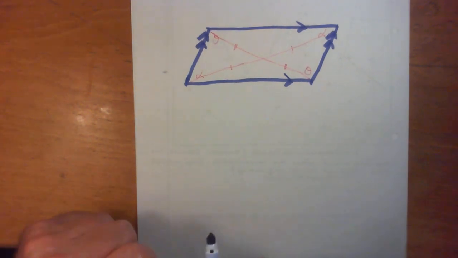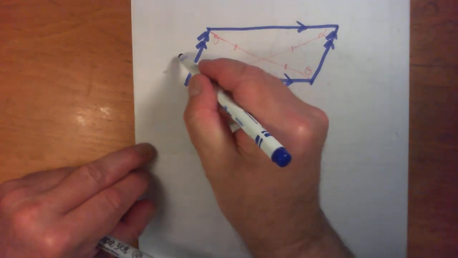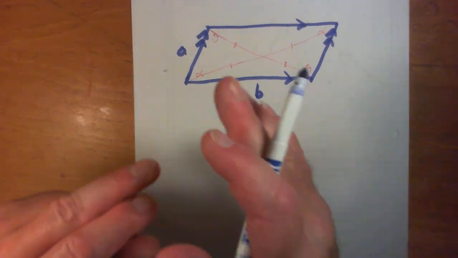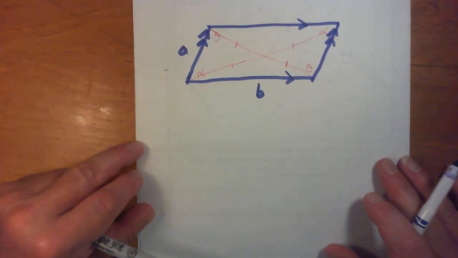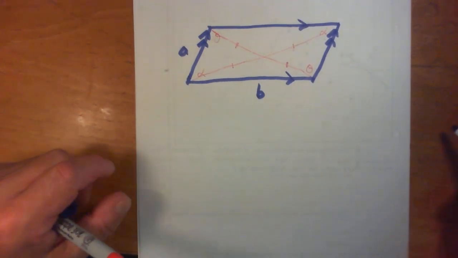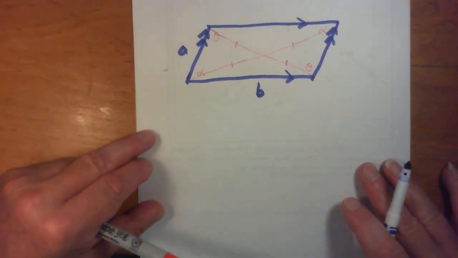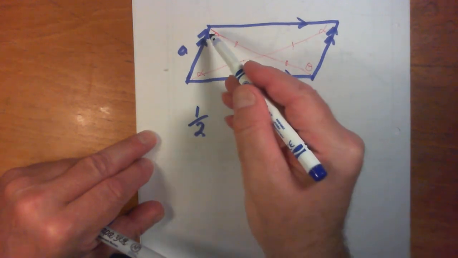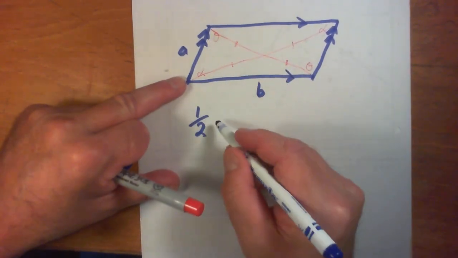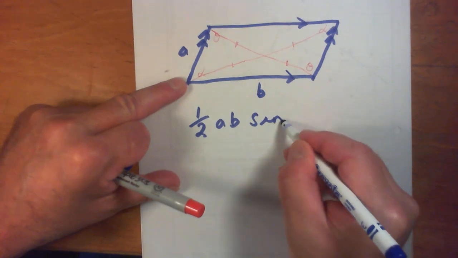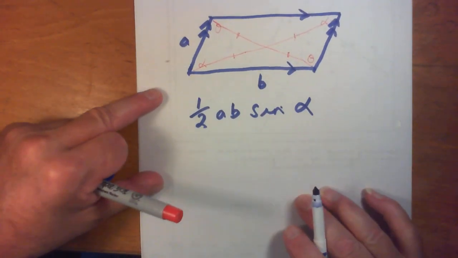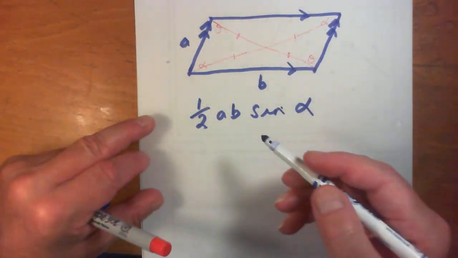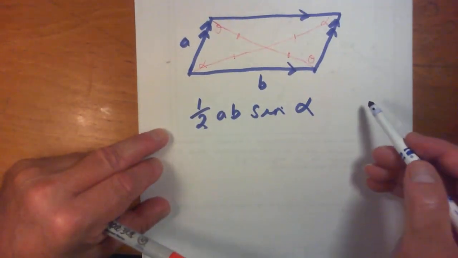Now, if I know the length of this side, the area of something like a rectangle is just a times b, as we've already stated. But the area AB is not going to be the area of this parallelogram in general. You could take this triangle and work out its area, half AB sine theta. Because these are congruent, they have the same area. So the total area of the parallelogram will be twice that.